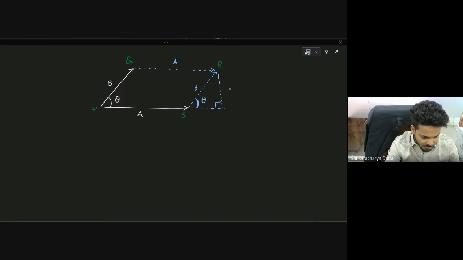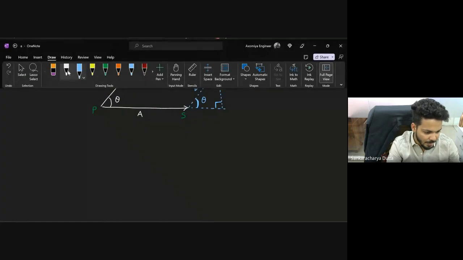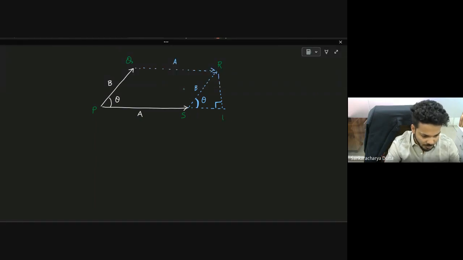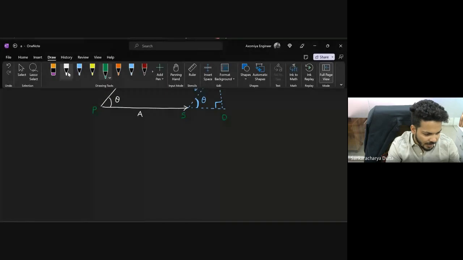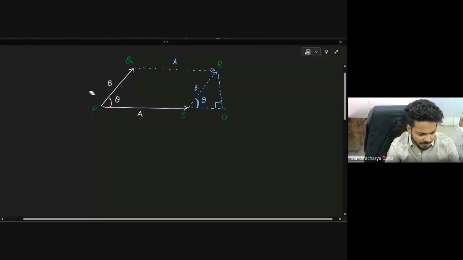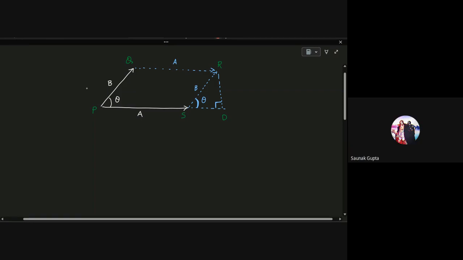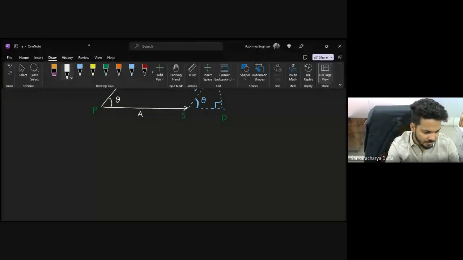Let's say this is a perpendicular that I drop, and let's name this point here D. Okay. Now read the law and tell me what is A vector plus B vector. Which length is A vector plus B vector? PR. Yes, that is correct.